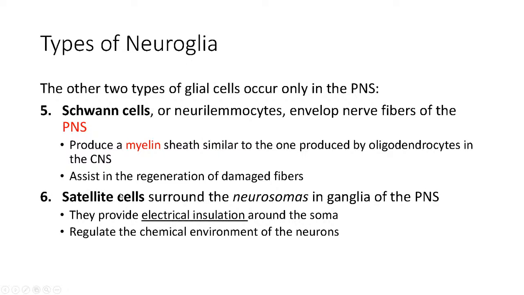You also have the satellite cells, which surround the neurosomas in the ganglia of the peripheral nervous system, basically surround them, protect them, provide electrical insulation, and then also regulate their chemical environment. Kind of similar to the way astrocytes did in the central nervous system.